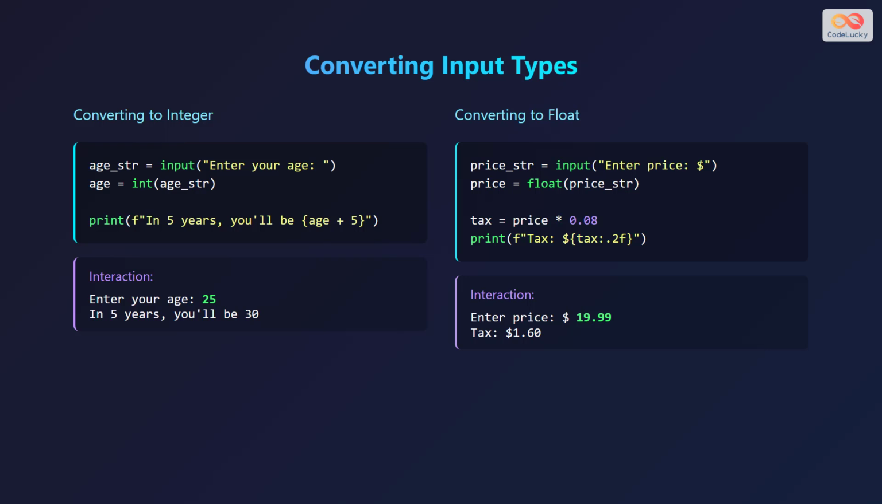As a result, when the user enters age as 25, the program prints the message "In 5 years, you'll be 30." And when the user enters the price as 19.99, then the program prints tax, $1.60.